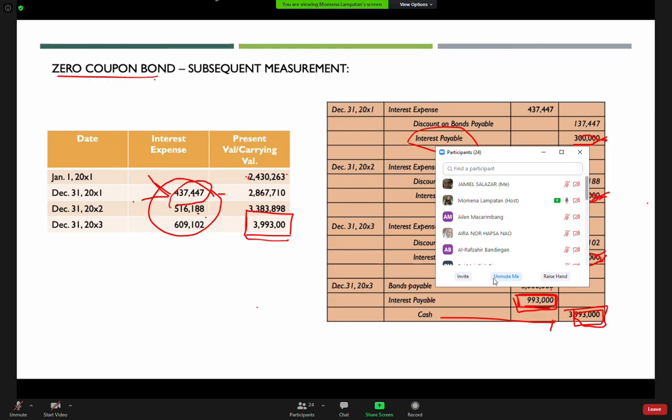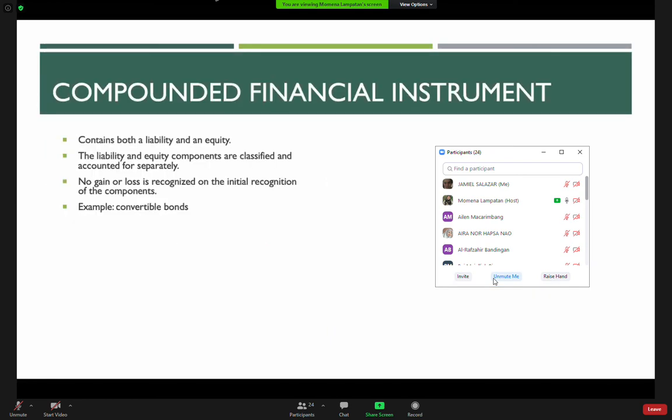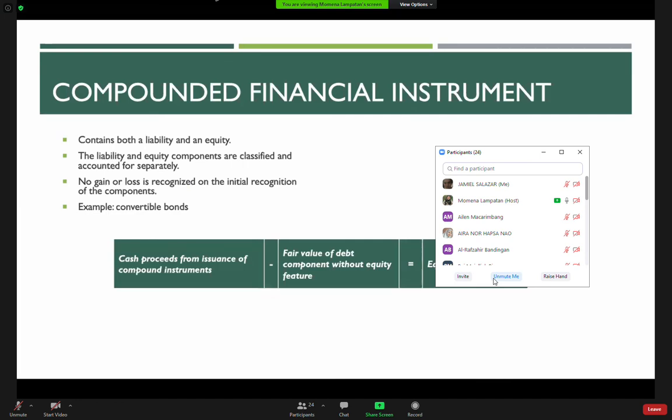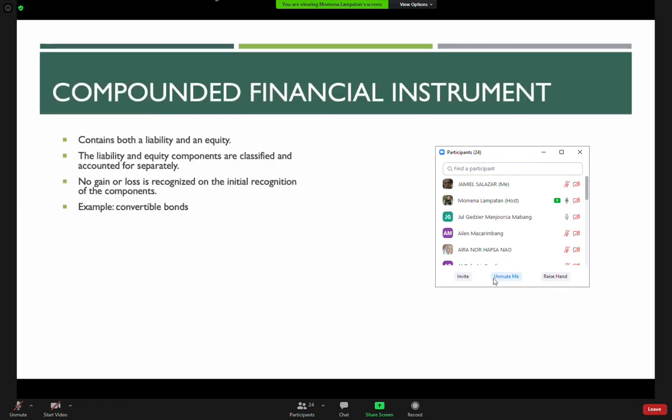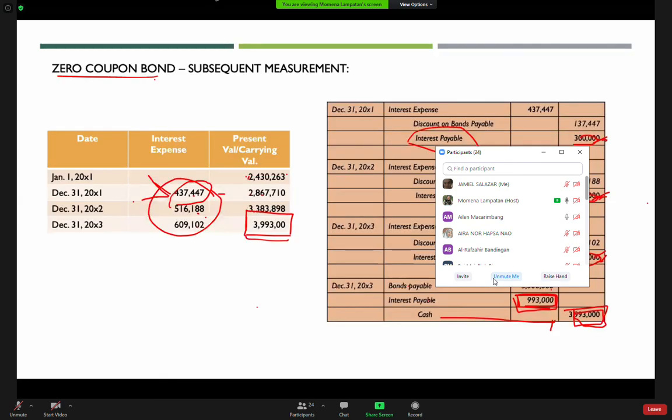So, on Tuesday, i-discuss natin yung assignment niyo, and then ipagpapatuloy natin yung discussion dito sa compounded financial instruments. Kasi dito sa compounded, meron din kasaling bonds dito. So, continuation lang siya ng bond, topic ng bond.